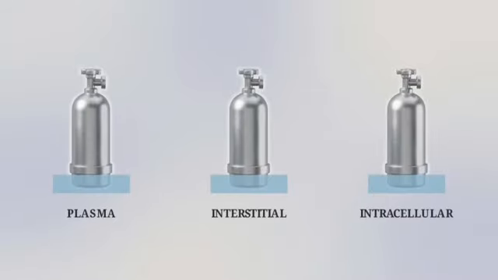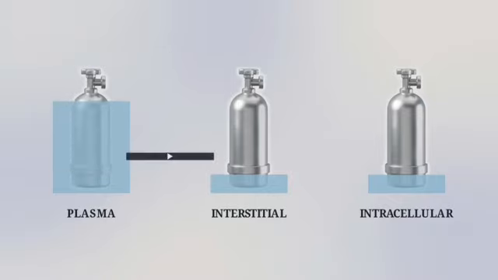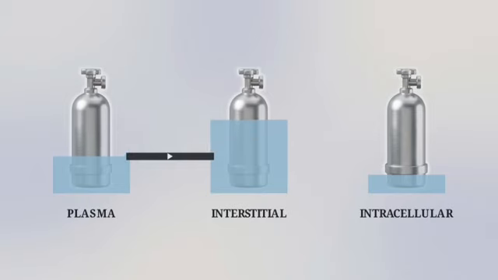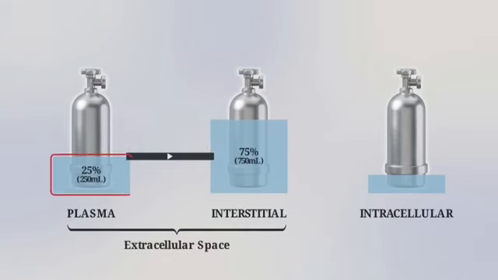Isotonic crystalloids follow a rigid 3-to-1 distribution rule. For every liter infused directly into the vein, 75% rapidly leaks out into the interstitium. Only 25% remains in the plasma to expand intravascular volume.